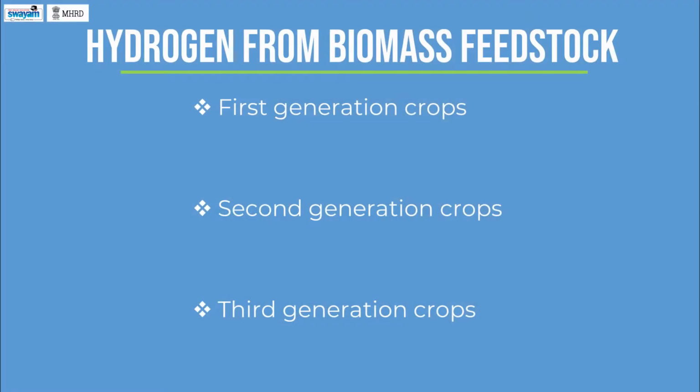The feedstock can be classified into first, second and third generation crops. First generation biomasses include agriculture crops. Second generation biomasses include lignocellulosic biomasses and third generation biomasses include algae. Second and third generation biomasses are commonly preferred for biohydrogen generation since they are non-food crops.